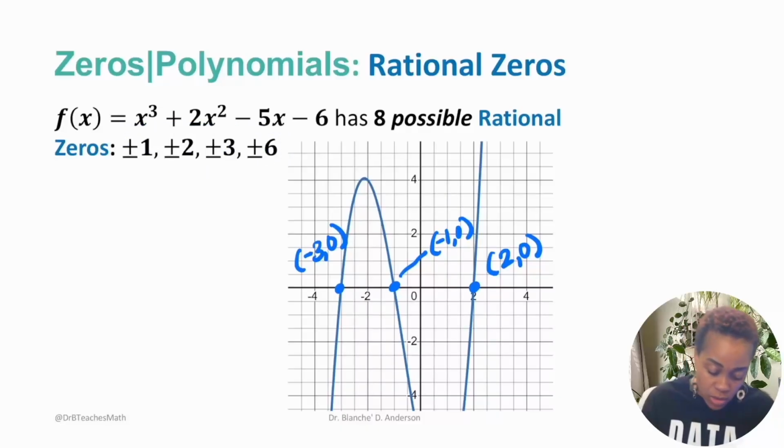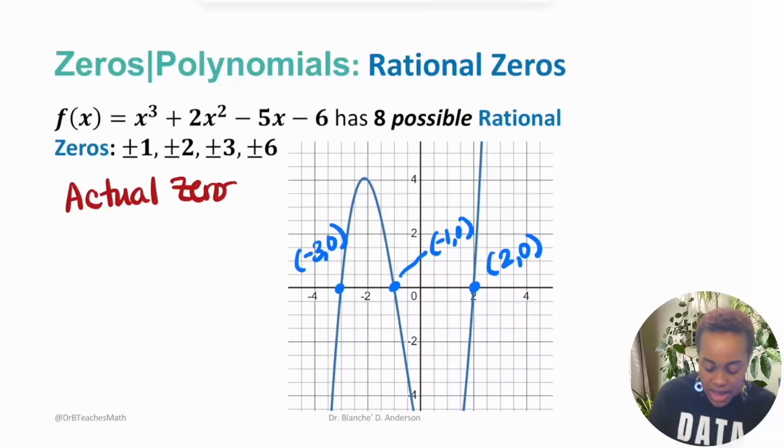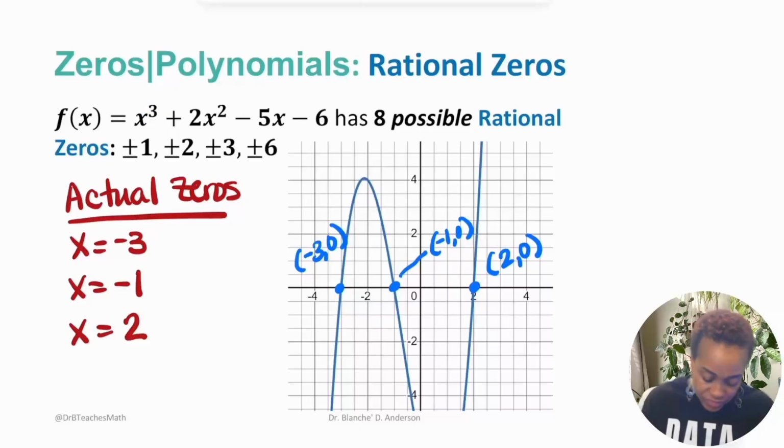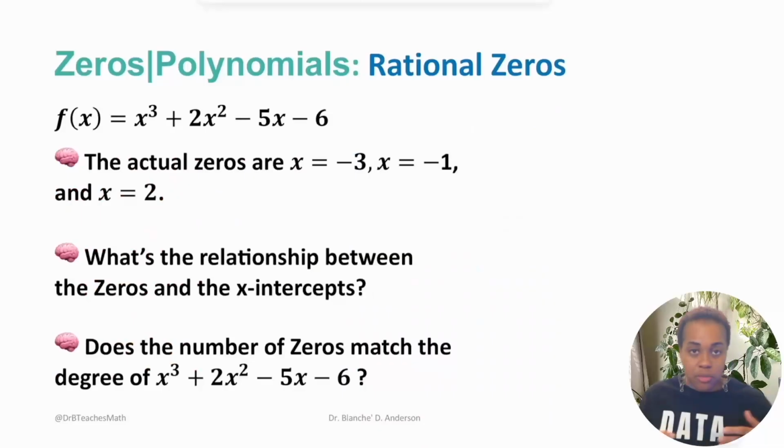So out of this whole list, the actual zeros, and I'm going to write that here, I'm going to say the actual zeros, and I know they are the actual zeros because we literally have the graph, are x equals -3, x equals -1, and then x equals 2. So there's 3 of them. And I want you to notice something. See the degree on the polynomial is 3? That means I should have 3 zeros, which we do. So the actual zeros are -3, -1, and 2.